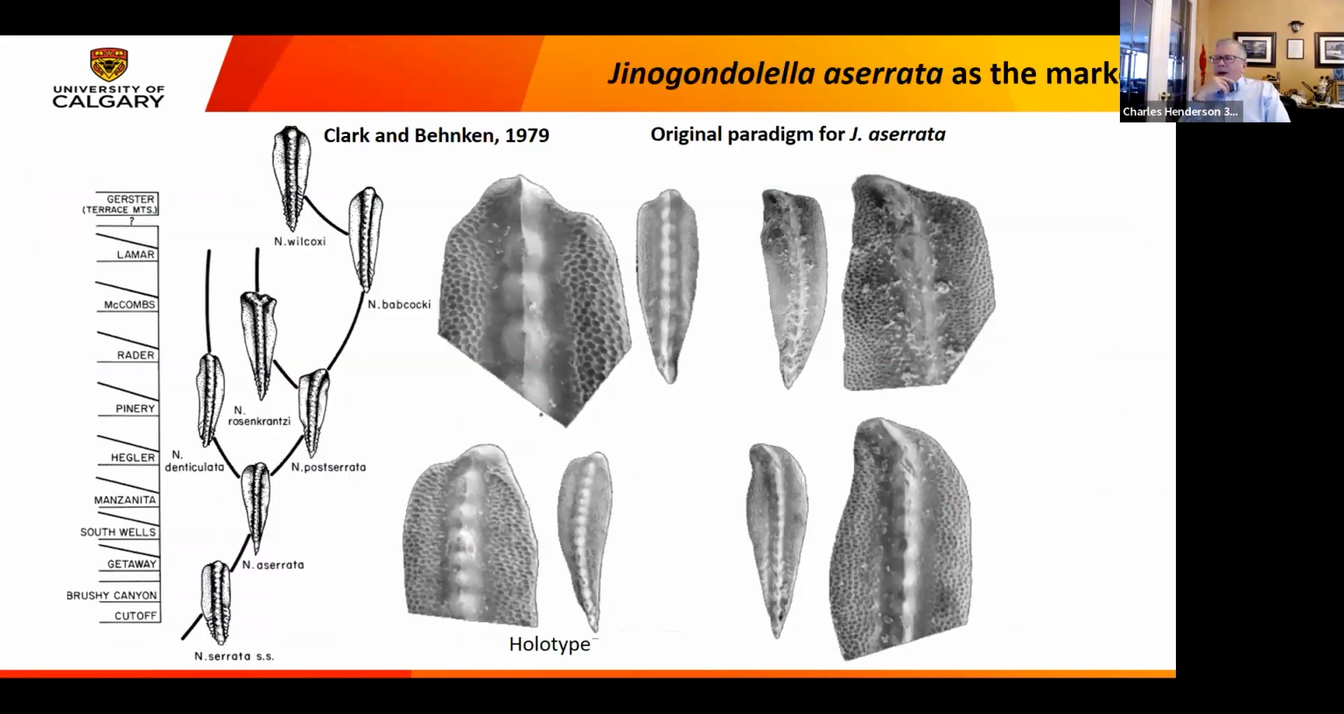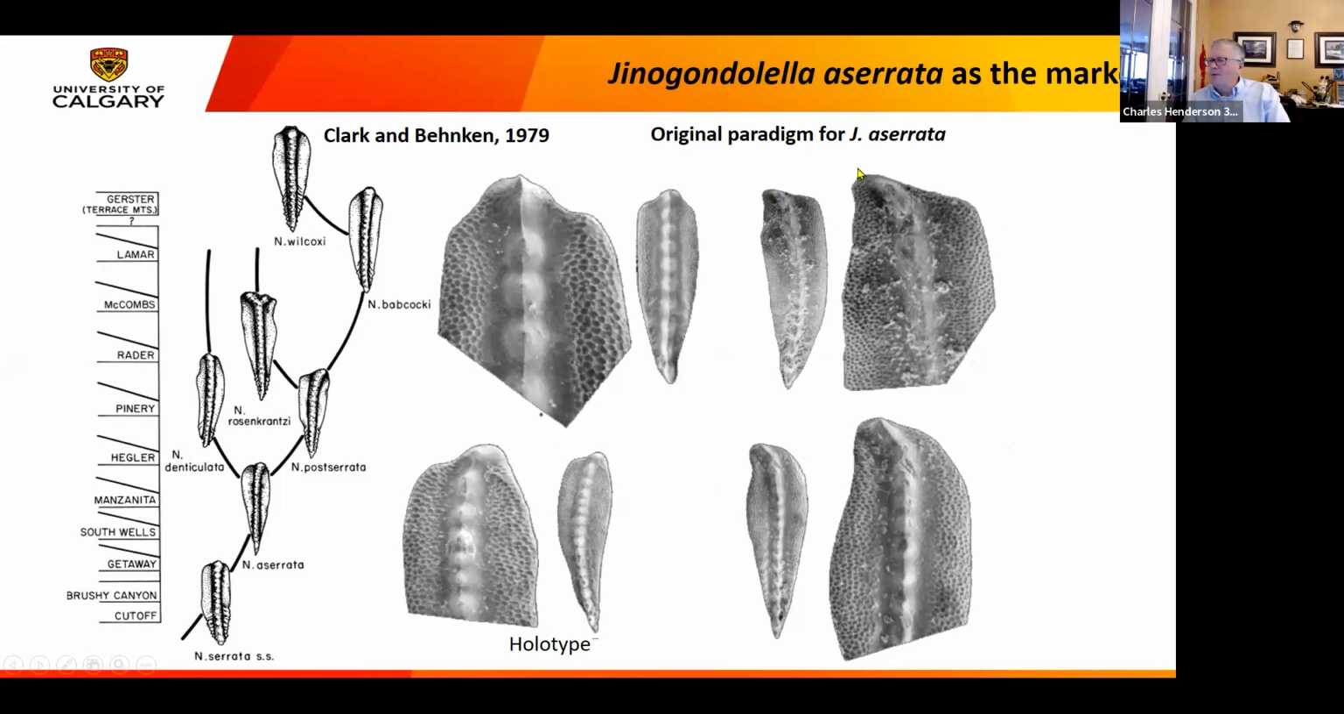All right, A. serrata as a marker. Well, it was first recognized, it was named by Clark and Behnken in 1979. It was Neogondolella A. serrata at that time, now Genogondolella. And this is the holotype right here. So the classic form looks like this little teardrop shaped form in here. These tend to be the smaller ones. So a good growth series probably includes these other morphotypes. These are all morphotypes that came out of the Clark and Behnken paper in here.